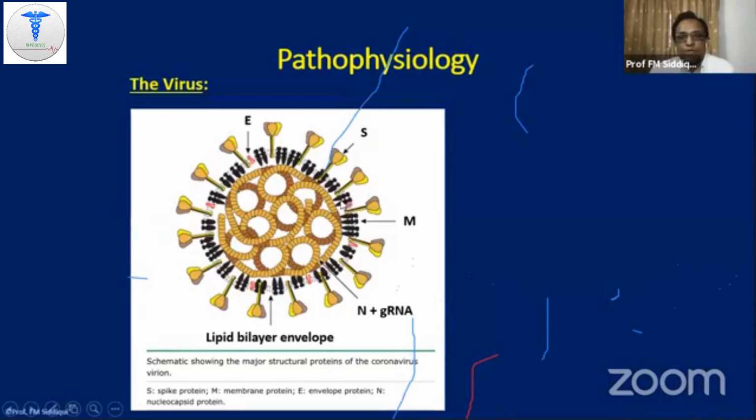There is another important protein, as you see in black. This is called the membrane protein, and another reddish protein is called the envelope protein. These proteins are very important, together with the nucleocapsid protein. Basically, the nucleocapsid protein keeps the virus RNA in a steady state. So all these structures need to be understood a little bit to understand the virus.